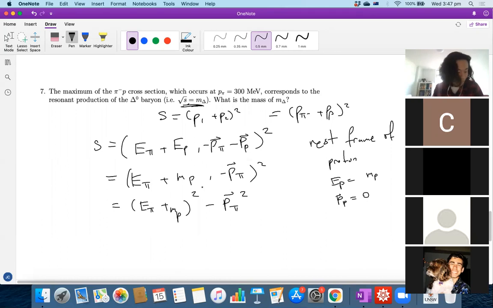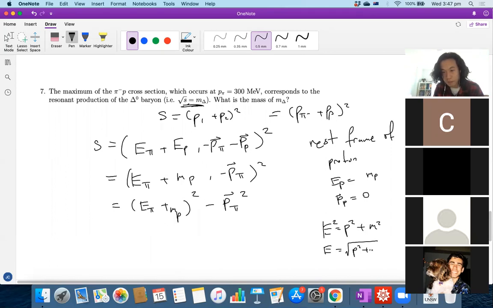Now for here, the energy of the pion can be rewritten. We know that the energy of any particle, from the dispersion relation, is such that energy squared is equal to the momentum squared plus the mass squared. So the energy is equal to the square root of P squared plus M squared. We're going to use this to put in here. So we get the square root of P pi squared plus M pi squared, plus MP, all squared, minus P pi squared.